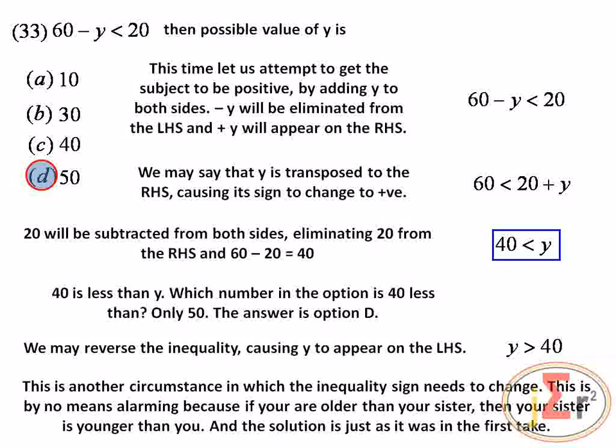This is by no means alarming, because if you are older than your sister, then your sister is younger than you. And the solution is just as it was in the first take. Right? So the first attempt at the problem gave y is greater than 40, and we have it right here again: y is greater than 40. We have no doubt that y is equal to 50.